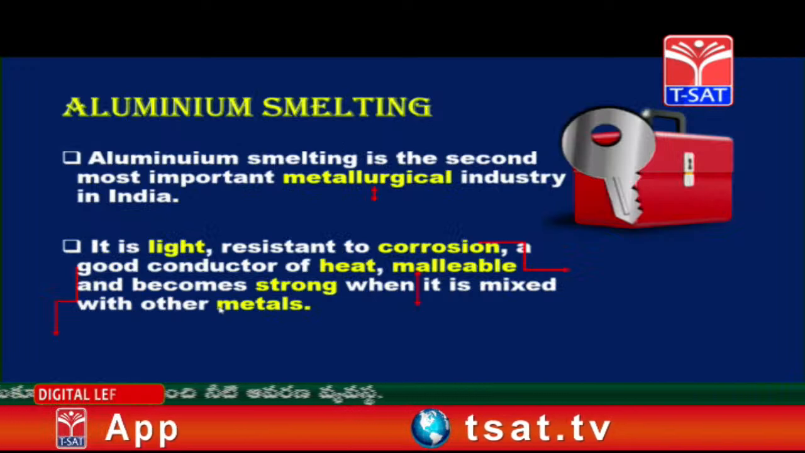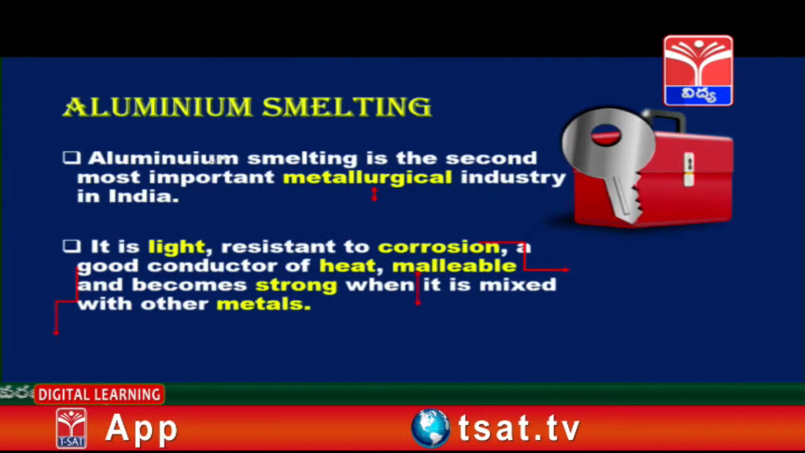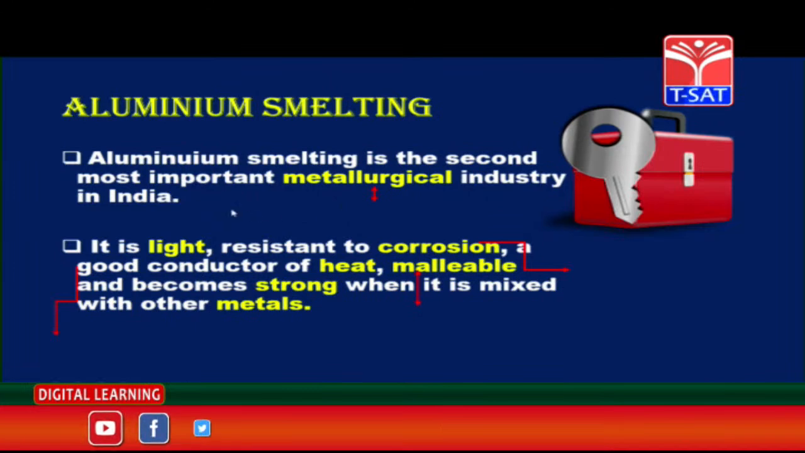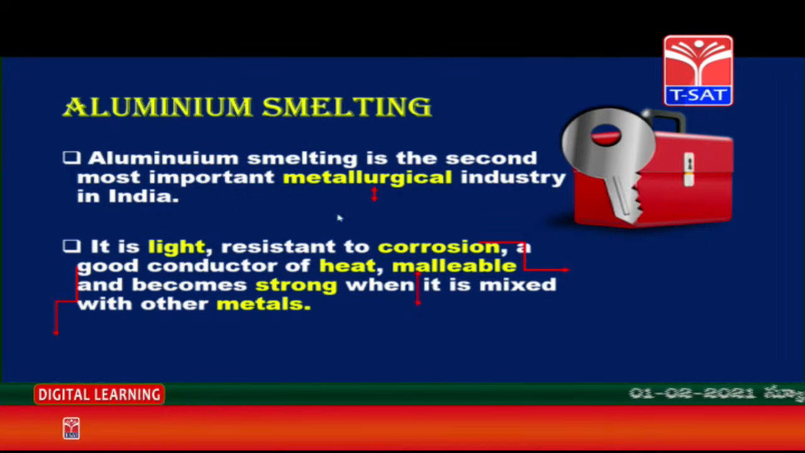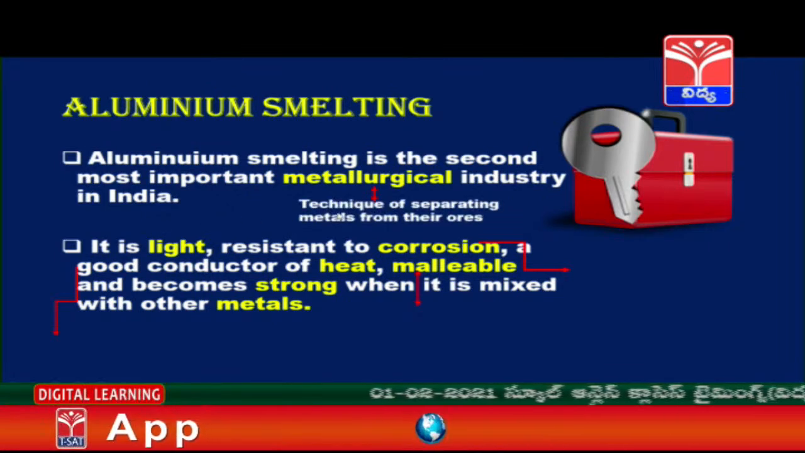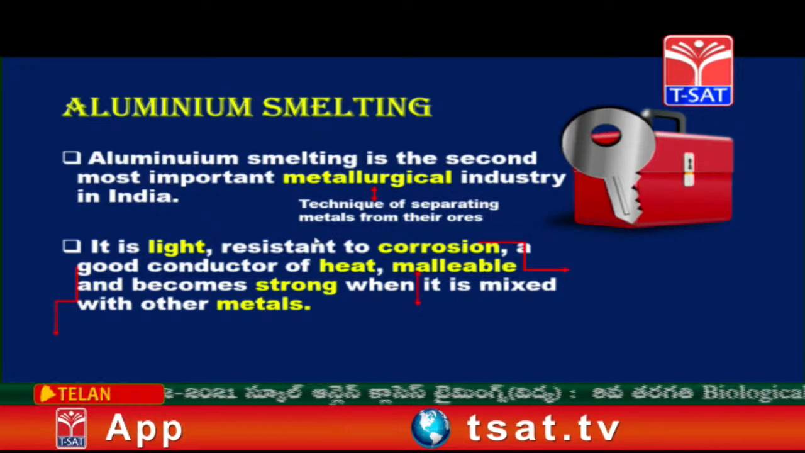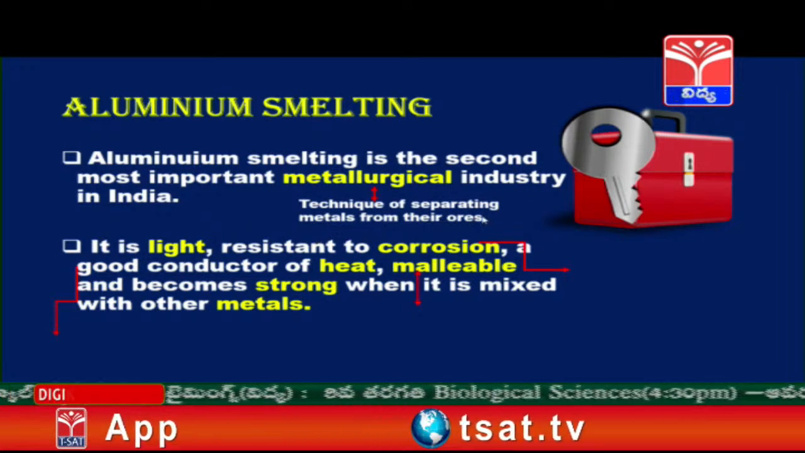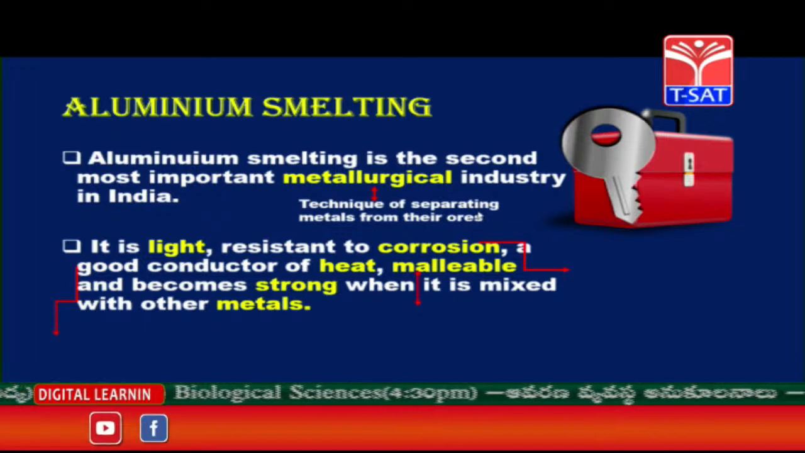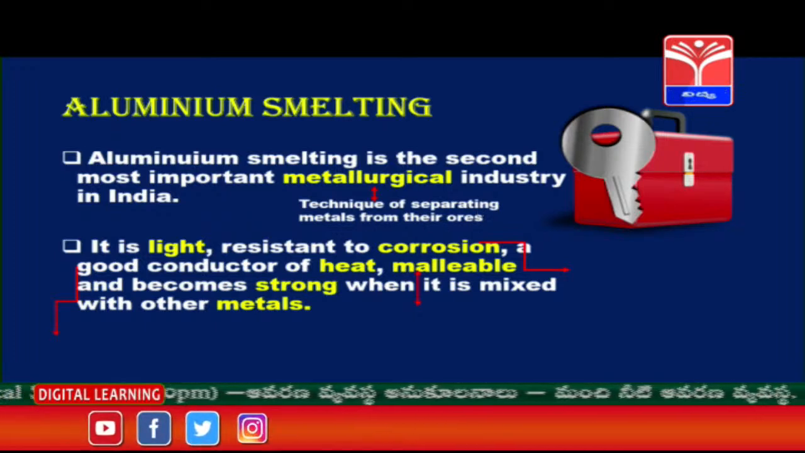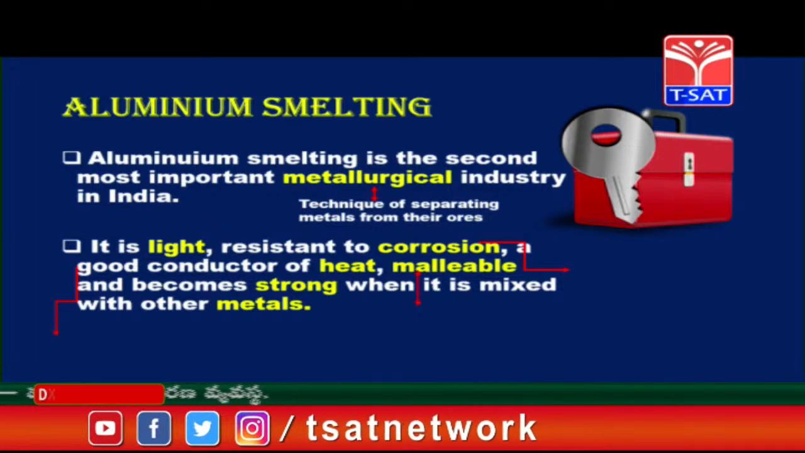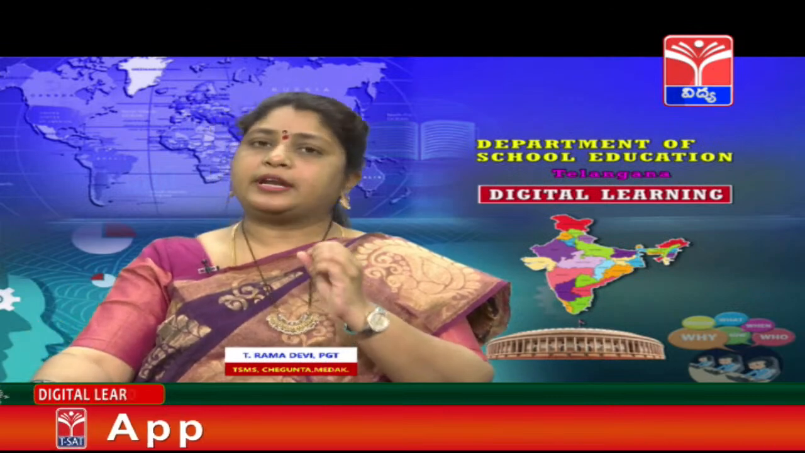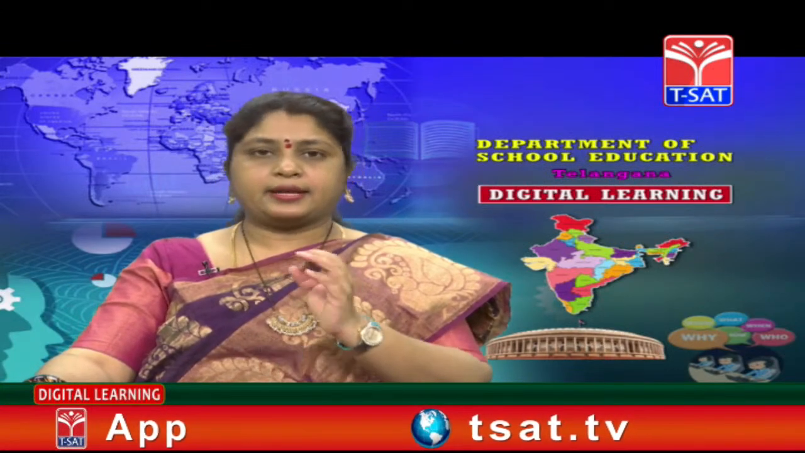Next is aluminium smelting. Aluminium smelting is the second most important metallurgical industry in India. What is metallurgical? Metallurgical means the technique of separating metals from their ores. The ore is extracted from the ground and metals are separated from the ore. This technique is known as metallurgical, and this is also a very important industry after iron and steel.